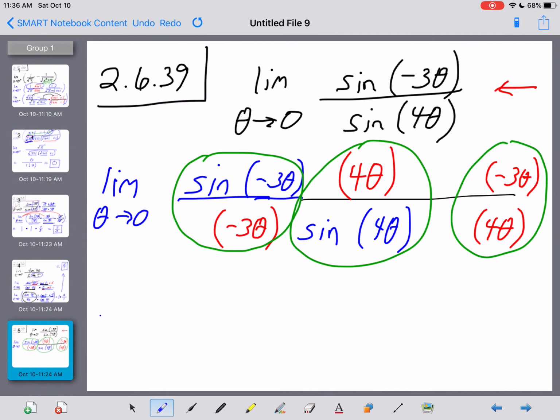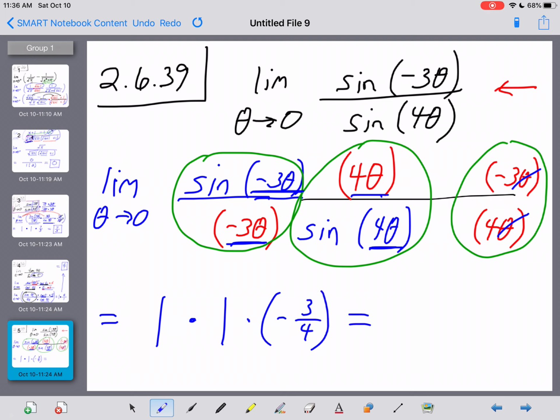The limit, as theta approaches 0, of sine of any angle divided by the same angle is always 1. For the second limit, it's just the reciprocal of that. It's sine of an angle on the bottom, the same angle on the top, so this limit would be the reciprocal of 1, which is also 1. And then the thetas in these last two terms are going to cancel out, and that's going to give us a limit of negative 3/4. So 1 times negative 3/4 gets us our correct answer of negative 3/4.